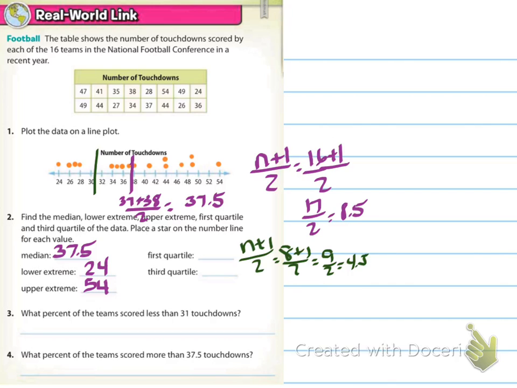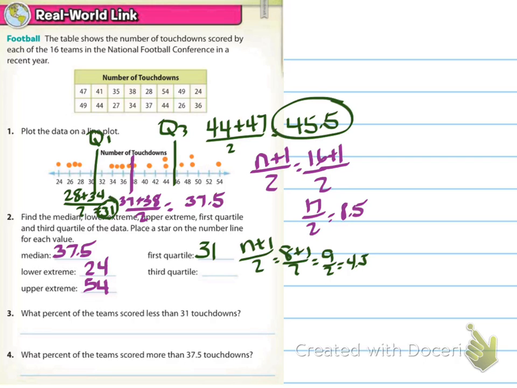Now that's kind of a big spread. That's going to be between 28 and 34. And so if you add 28 plus 34 together and divide by 2, you'll find that the first quartile will be 31. Okay? Now doing the same thing from the end, I'm looking for the 4.5 position from the end, and that's going to land me right here between 44 and 47. So for my third quartile, I'm going to do 44 plus 47 and divide that by 2. And that will ultimately be 45.5.